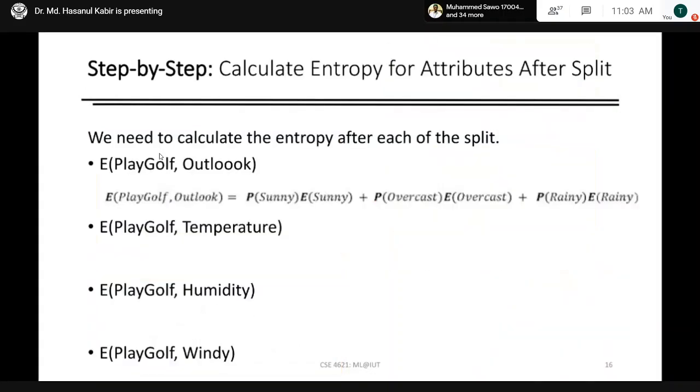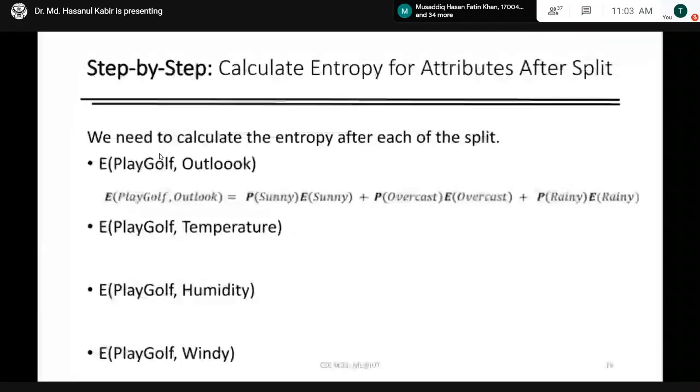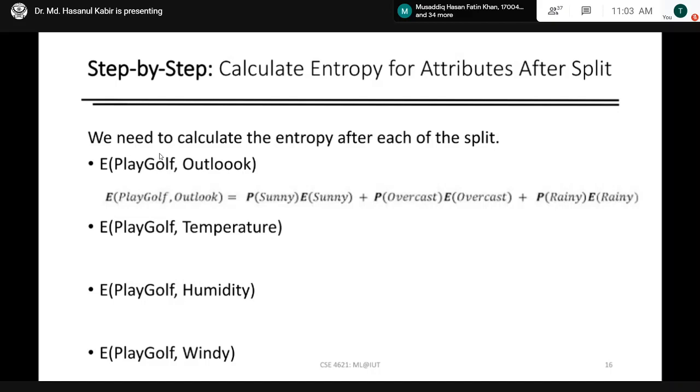So don't you think you have to do the same thing? If I take temperature as the split attribute, can I do the same calculation? Yes or no?